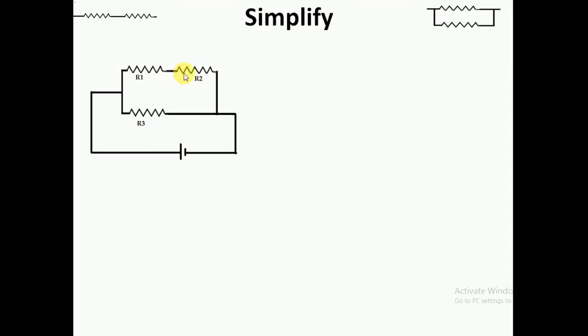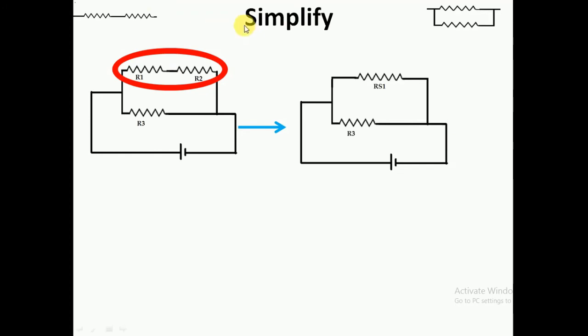So I'm only looking at R1 and R2, not the others. R1 and R2 are in series, so I can write them as R series 1. Instead of R1 and R2, I'm writing R series 1, and I'm leaving all the other parts as they are, so I'm not touching R3.